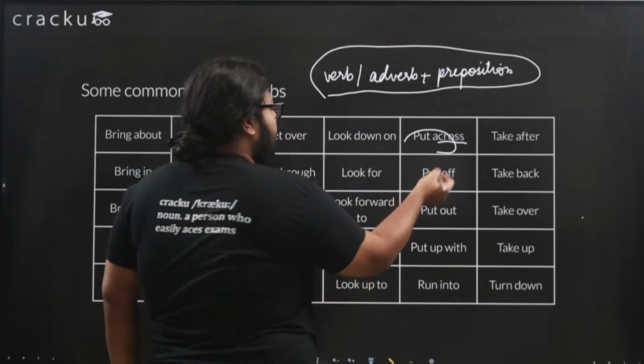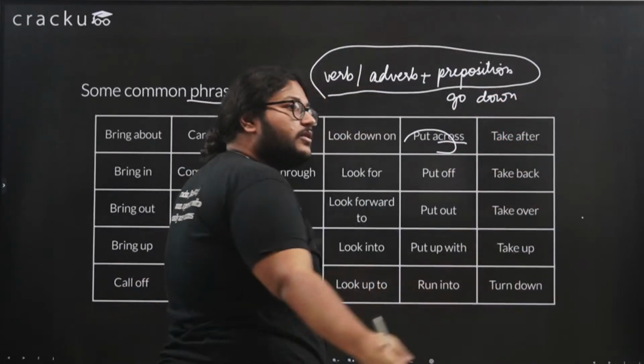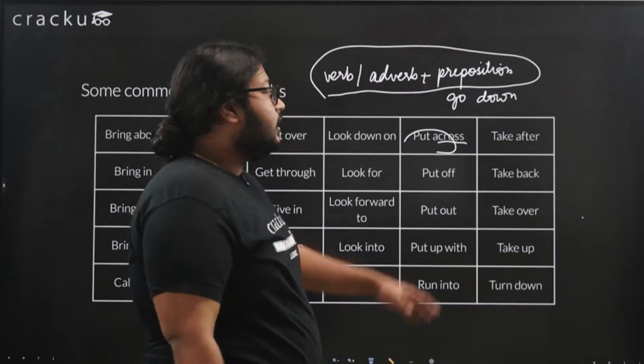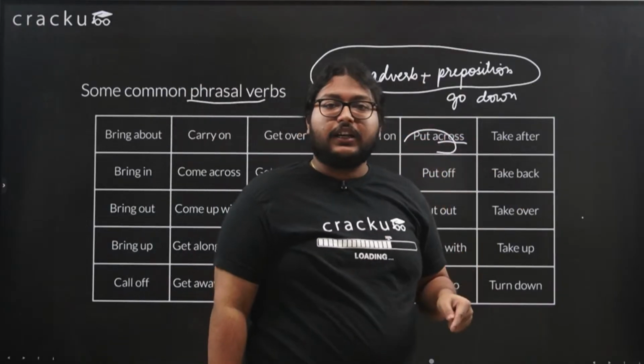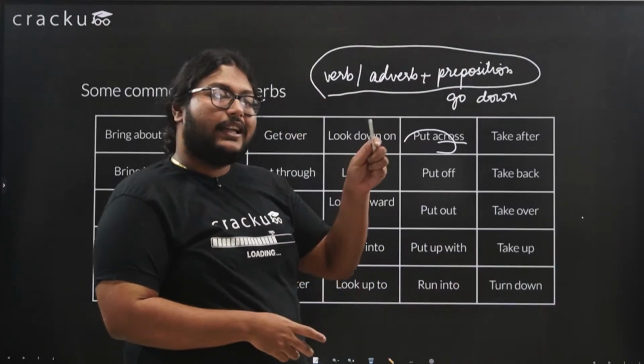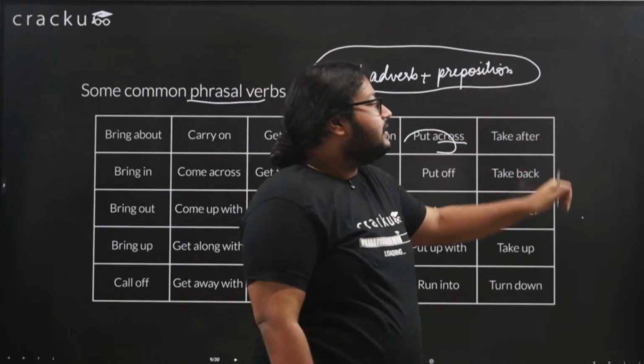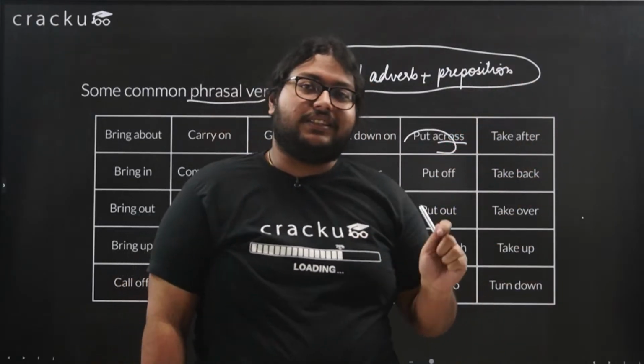Go down, let's say. Go means to go somewhere. Down means down. Go down means it's like your ship is sinking. It's not like literally you are going down. Something like that. So the actual meaning essentially changes.